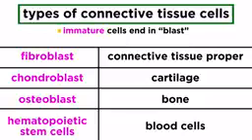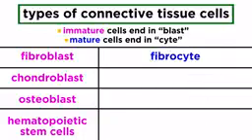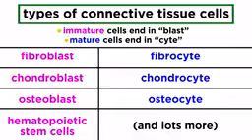Blood cells come from hematopoietic stem cells, but as this is a different process, we will examine this when we take a closer look at the bloodstream. Once mature, the suffix blast becomes another suffix, cyte, leaving us with fibrocytes, chondrocytes, and osteocytes, among other types as well, such as fat cells and some others we will discuss later.